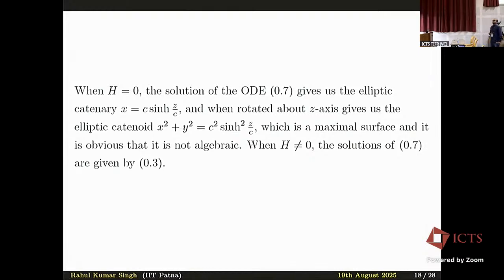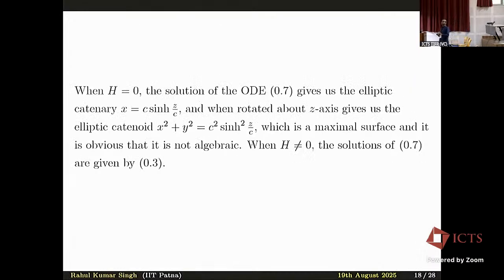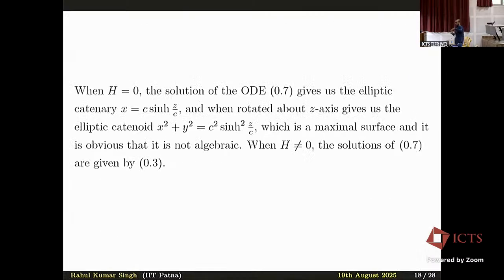Okay, so what to do with this ODE now? This is the ODE we are looking at. Now let's see what happens at h equal to 0. When h is 0, this term will not be there, and now you can easily write down the solution for this, and the solution will give you, in this case, an elliptic catenary.